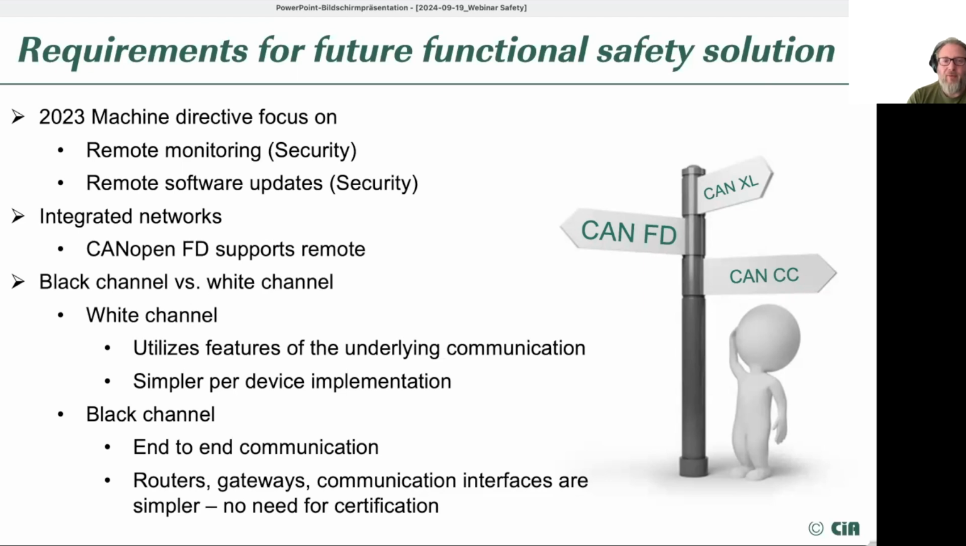Do we go further on with the white channel approach, or do we go with a black channel approach? The white channel approach, as we used in CAN-CC and CAN-FD, utilizes the features of the underlying communication, so it allows simpler device implementations. On the other side, the black channel approach doesn't care about the underlying communication, but allows end-to-end communication over routers, gateways, communication interfaces. And as it allows communication over those things, those need not be implemented as safety-related devices. So it makes the implementation of those easier because it doesn't need any certification.